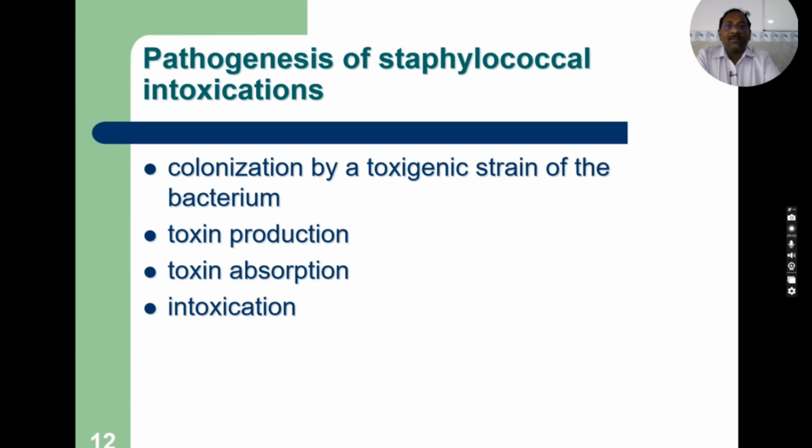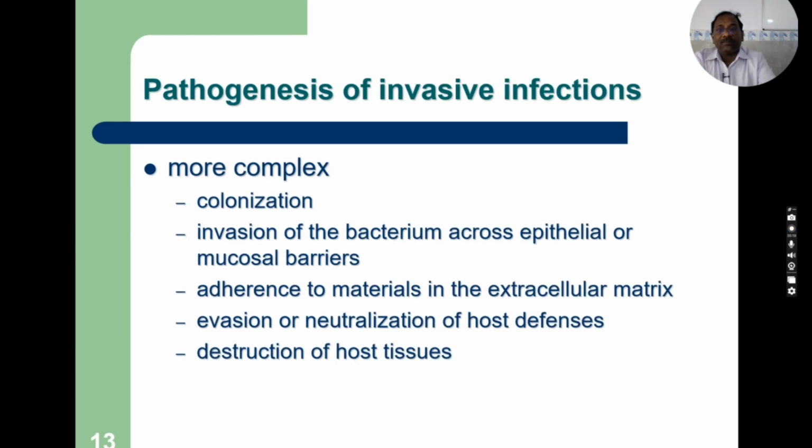So what is the pathogenesis? The most important is colonization by the toxigenic strain of the bacterium, toxin production, absorption, and later intoxication. This depends on the individual's opportunity. Then the invasion of the bacterium across the epithelial and mucosal barriers, adherence to the materials in the extracellular matrix. Then there will be evasion and neutralization of the host defenses, and finally the destruction of the host tissues.